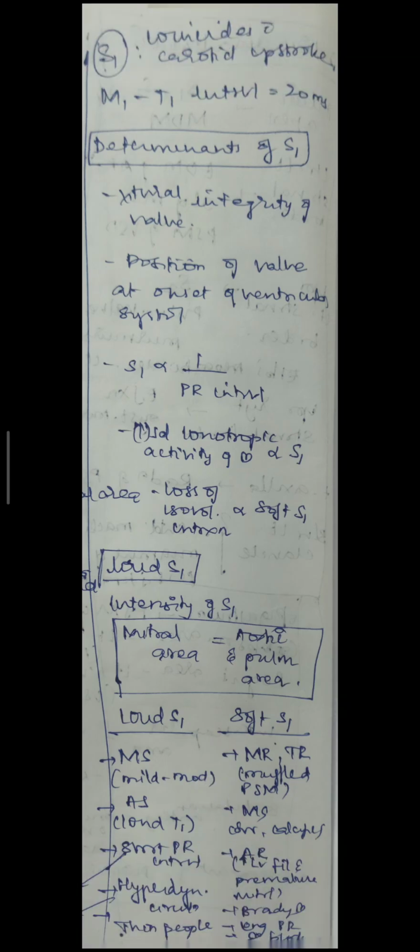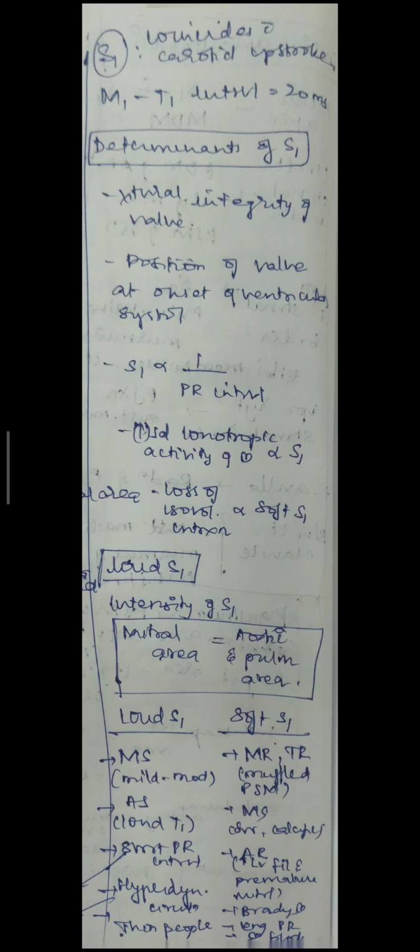And in AR, you will expect a soft S1. So what happens in AR? Basically, at full systole of the ventricle, the blood is not completely pumped into the aorta. Some of the blood is pumped back into the ventricle itself. So at every phase of time, there will be some amount of blood in the ventricle. So what happens? There will be a smaller pressure gradient between the left atrium and the left ventricle.